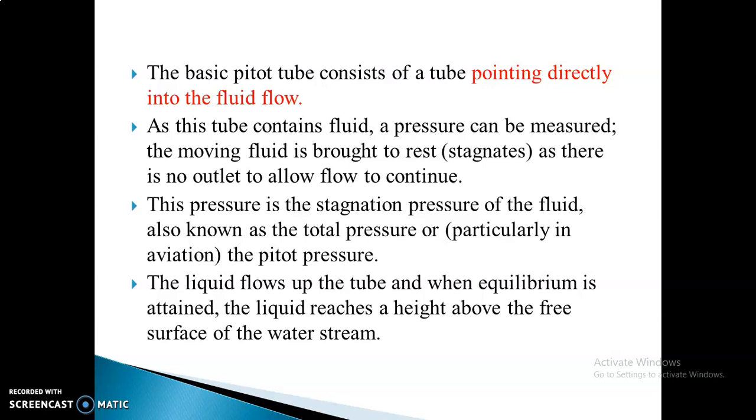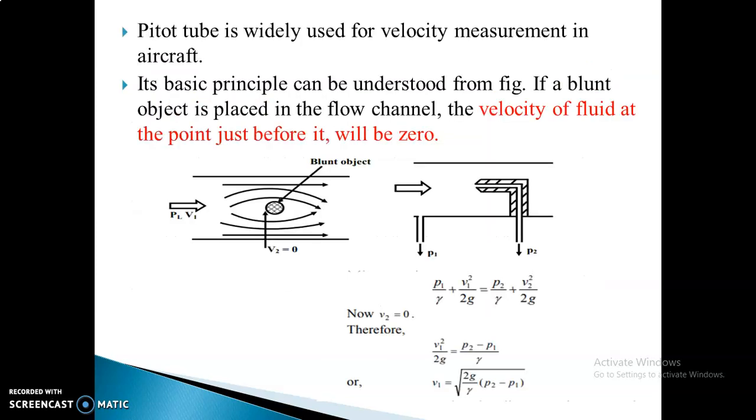This stagnation pressure of the fluid is also known as total pressure, and it is also called Pitot pressure. The liquid flows up the tube, and when equilibrium is attained, the liquid reaches a height above the free surface of the water stream. You can see the diagram over here. This is the Pitot tube construction.